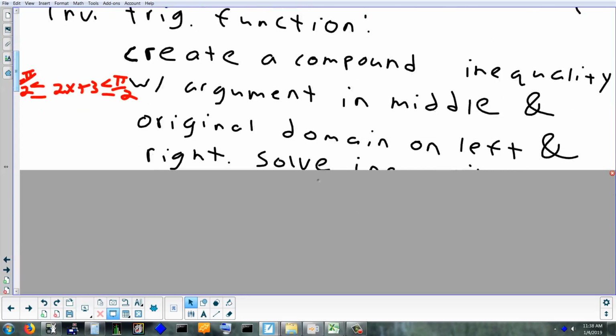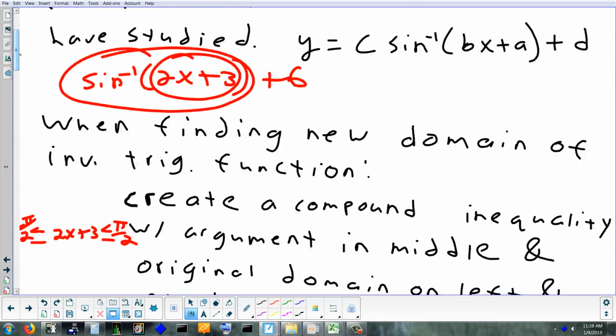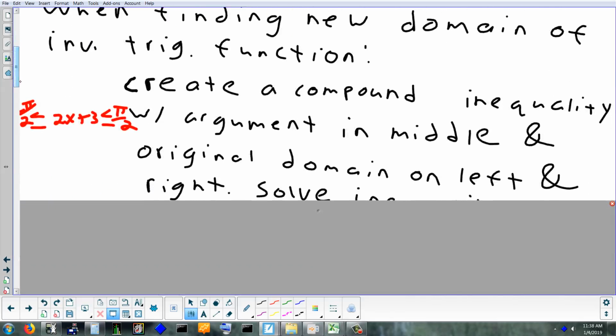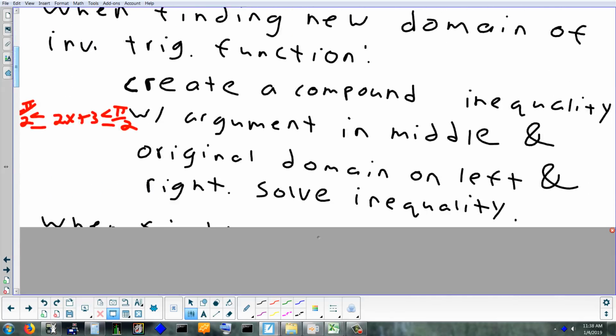We're going to do an example. So put the argument in the middle. Remember, the argument is what's in the parentheses. And then solve the inequality. Make sure you remember your rules. If you multiply by a negative, you're going to flip the sign. All that stuff still applies.